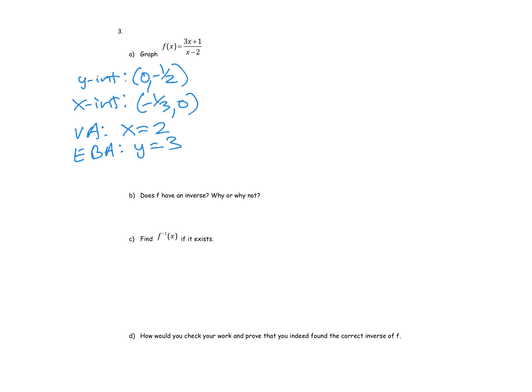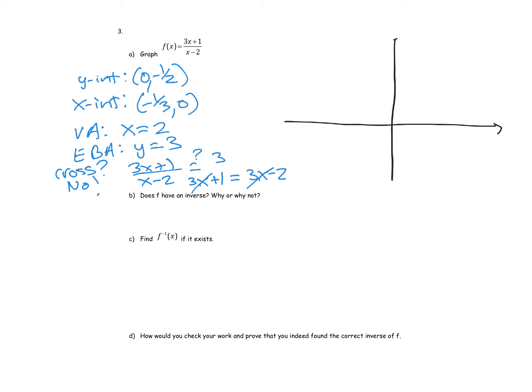Let's quickly see if it crosses that EBA. So 3x plus 1 over x minus 2, does this ever equal 3? And when I multiply across, I get 3x plus 1. Will that equal 3x minus 2? X's cancel. I have a false statement, so there's no crossing that EBA. All right, I've got all I need to graph this.